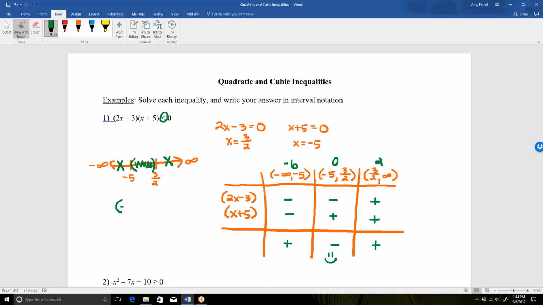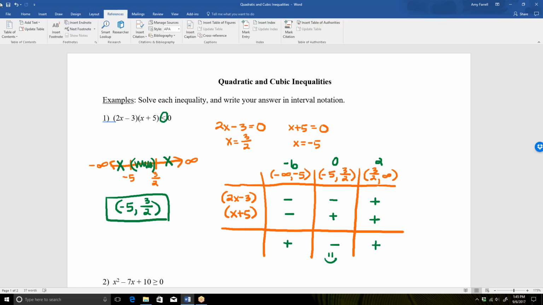Our final solution set would be the interval from -5 to 3/2. When I write in interval notation, I'm going to use parentheses, because when x equals -5, we would get a result of 0, which would not be less than 0. Same thing with 3/2. You get 0, which is not less than 0. So we're going to use parentheses because our inequality symbol is a less than symbol.